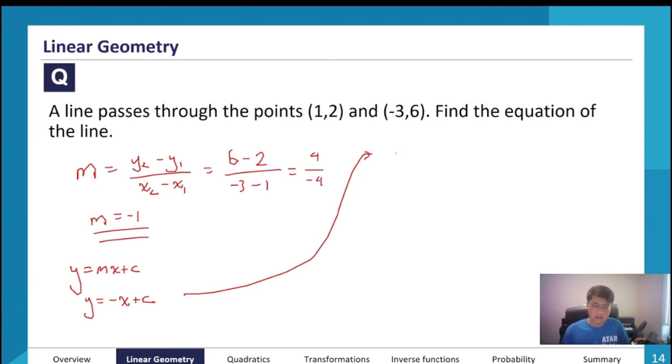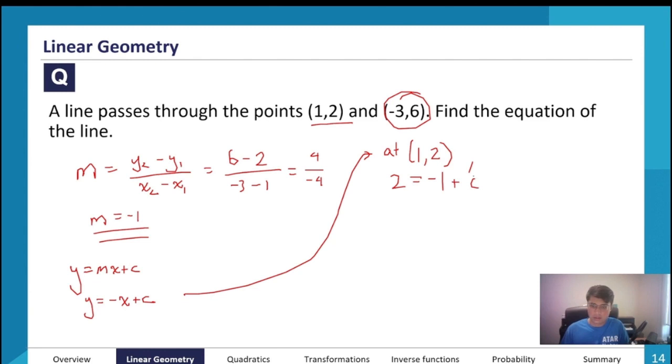So the way we find the c value is we take one of these points and just substitute it into our unfinished equation. So what we can do, we can write at the point 1, 2. I'm just picking a random point here. You can just as viably pick this point right here, but I'm going to be going with this one. At 1, 2, we have 2, which is the y value, equal negative x. Again, our x value here is negative 1, so we're going to have negative 1, plus c.